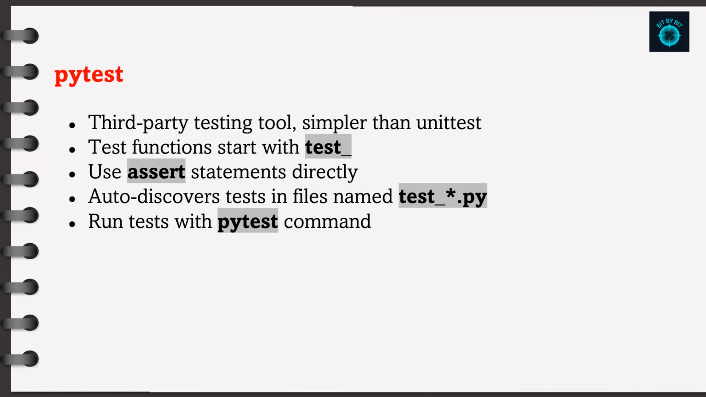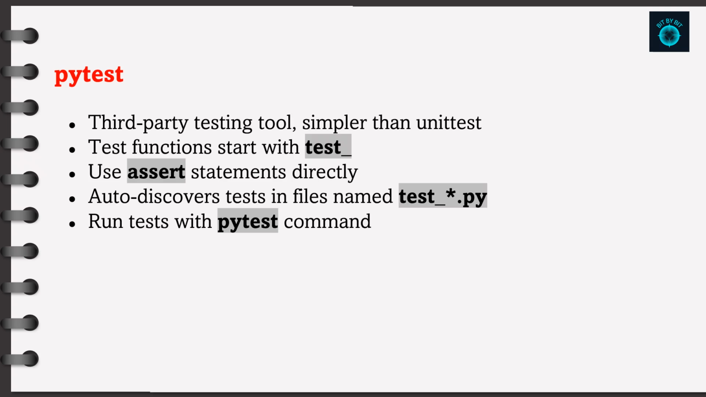PyTest. PyTest is a popular third-party testing framework that is simpler and more flexible than Python's built-in unittest. With PyTest, you don't need to define classes or use special assertion methods. You just write functions whose names start with test underscore and use regular Python assert statements to check your code. PyTest will automatically find and run all test functions in files that start with test underscore, like test_math.py. To run your tests, you just open a terminal and type pytest. It will show you which tests passed or failed with clean and readable output.